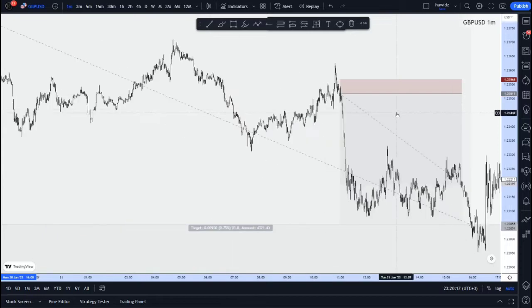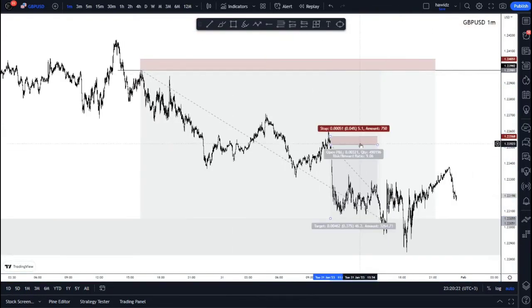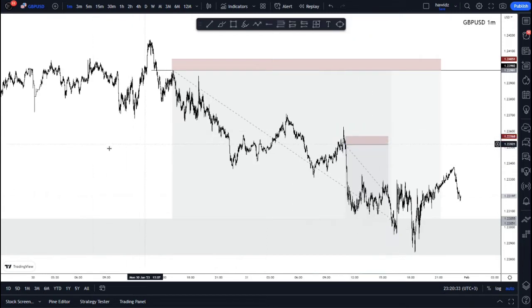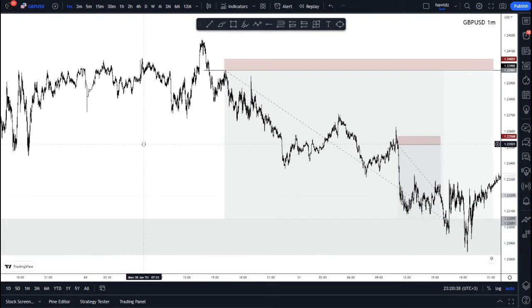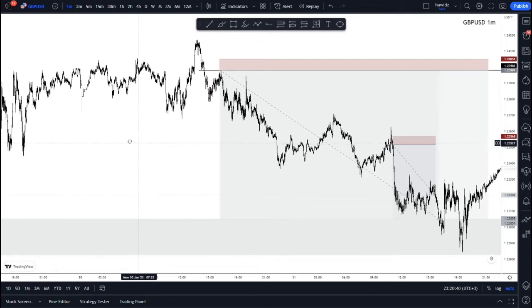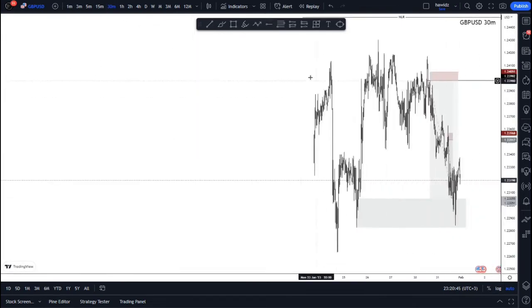This right here was a 5.1 pip stop loss with a 46.2 pip take profit target, which equates to about 9 RR. So we have both of our trades that have already hit take profit target, and now we're looking for buys in this area here.